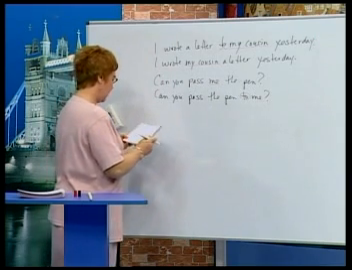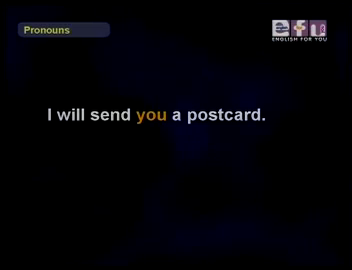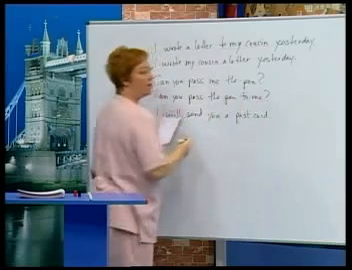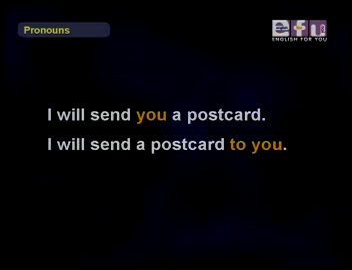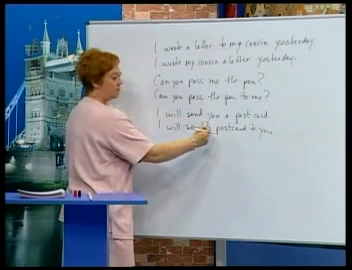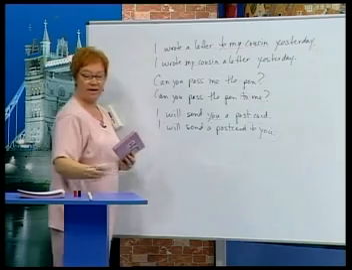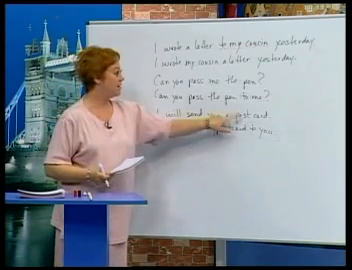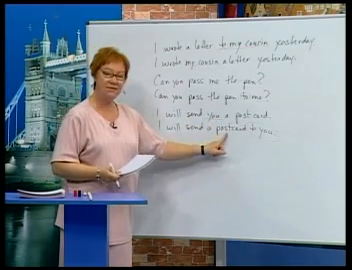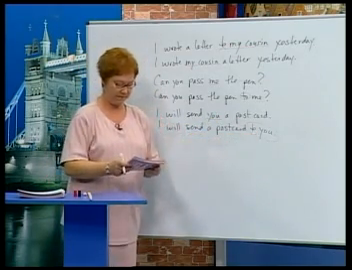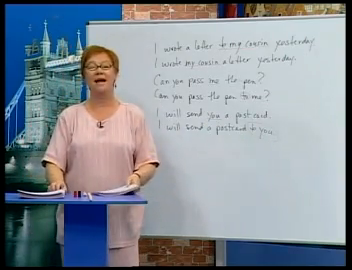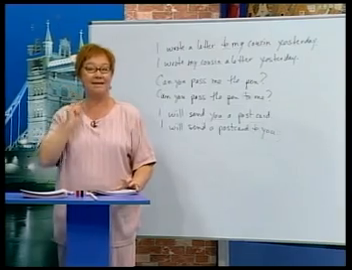Okay? All right. And I will send you a postcard. Okie dokie, Isabel. I will send a postcard to you. Again, we took "you," because this is the direct object. "You" becomes "to you." Okay? So when it comes before the object, no "to," no "for." When it comes after the direct object, we have "to" or "for."